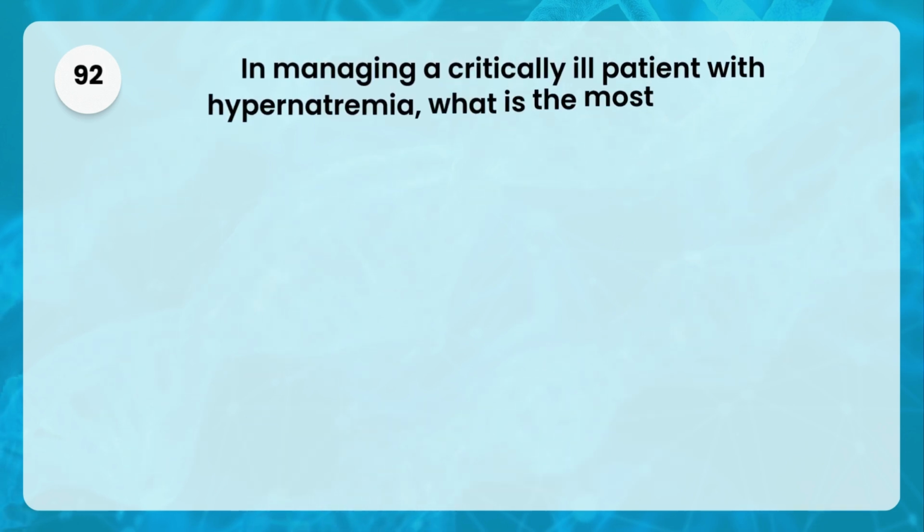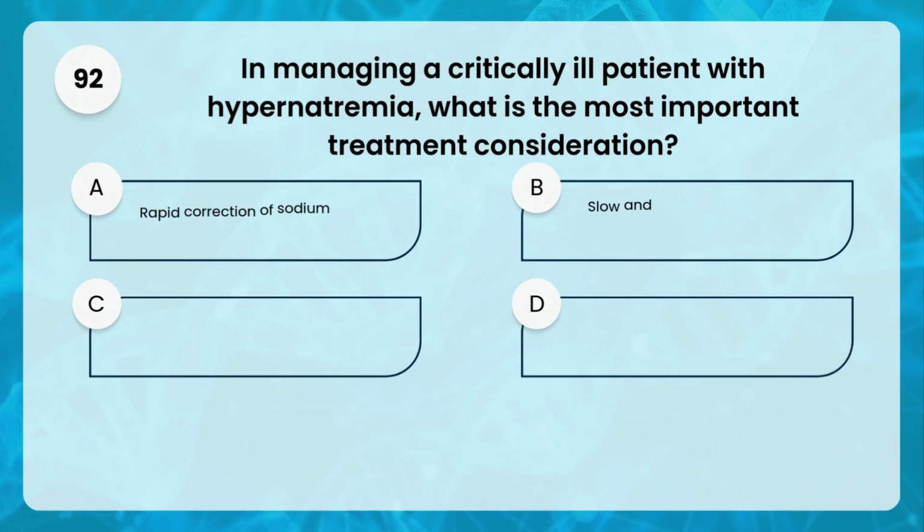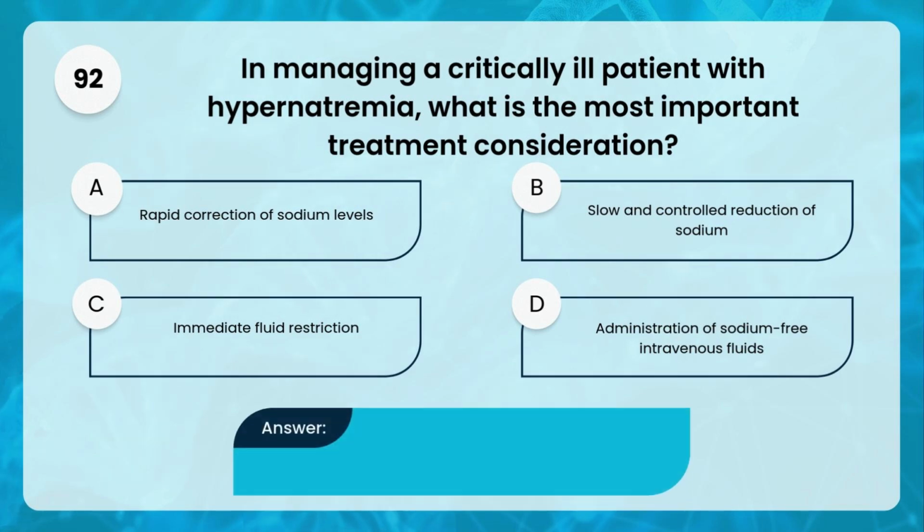92. In managing a critically ill patient with hypernatremia, what is the most important treatment consideration? A. Rapid correction of sodium levels. B. Slow and controlled reduction of sodium. C. Immediate fluid restriction. Or D. Administration of sodium-free intravenous fluids. The answer is B. Slow and controlled reduction of sodium.